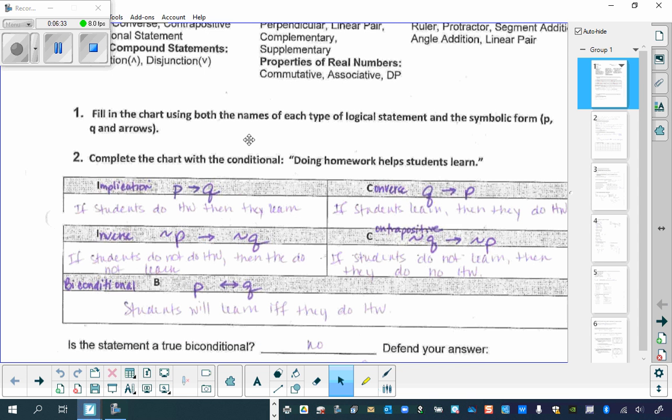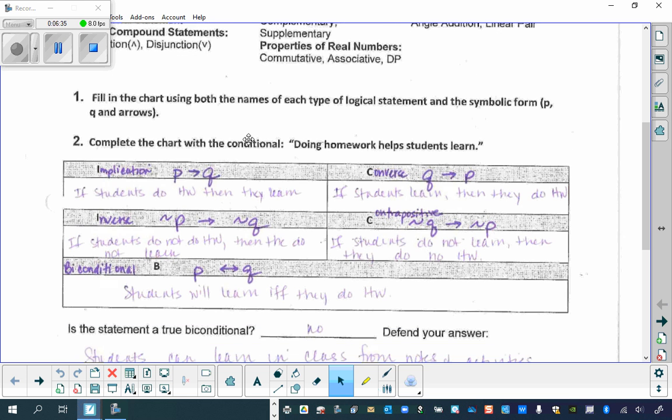Here we go. All right, so here is our key for this. If you're given the statement, doing homework helps students learn. When we go to write it as an implication, we need to have an if involved. If students do the homework, then they learn. And then, of course, our converse, inverse, and contrapositive.